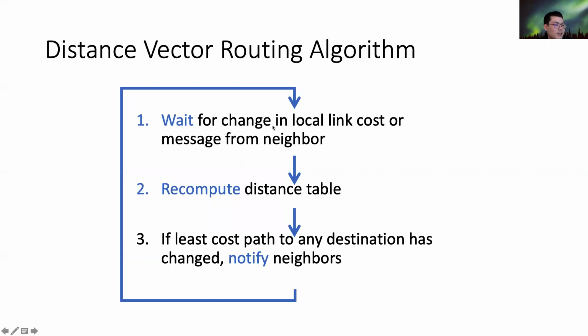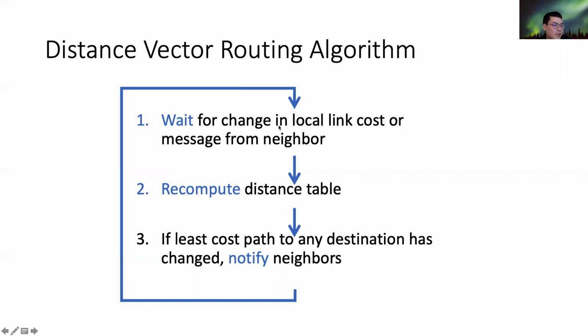But if you find there's a change in your local link cost, then you need to propagate it. For example, previously between A and B it took, let's say, 1 second. Right now, because of congestion, it takes 10 seconds. All the other routers that think you can route from A to B in 1 second should be updated, because this is slower now. So maybe they should take another route.